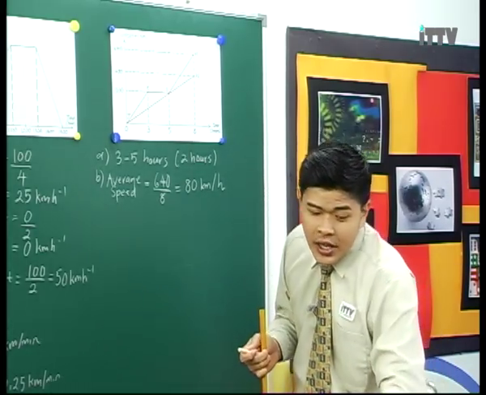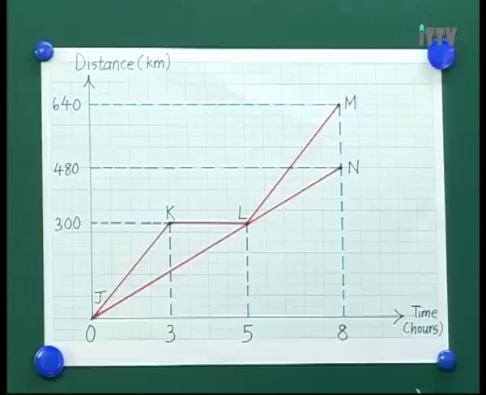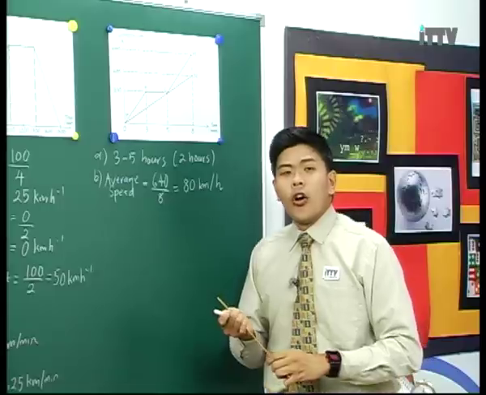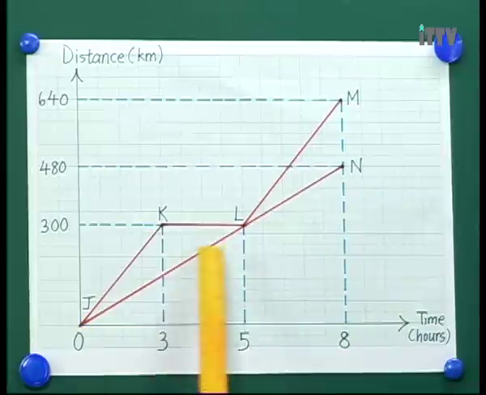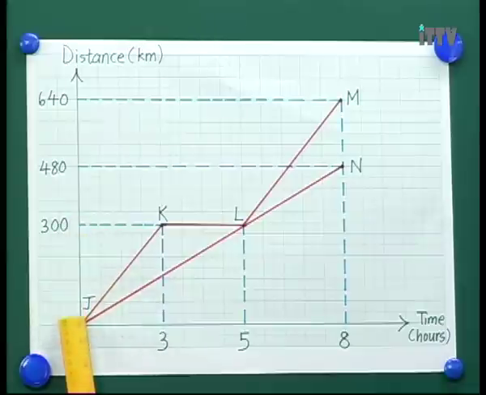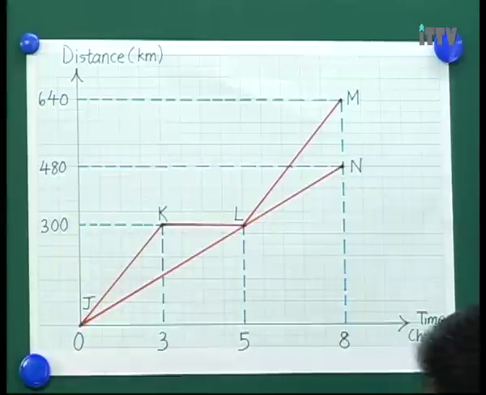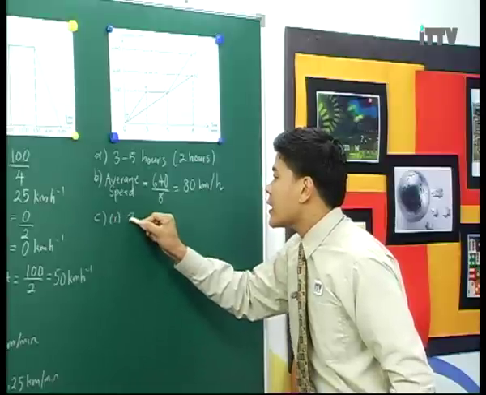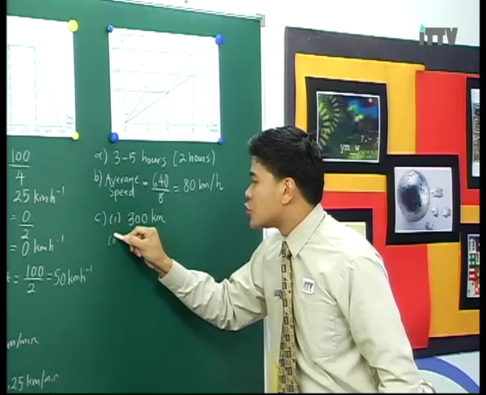For C, firstly state the distance between location L and Kuala Lumpur. So where is Kuala Lumpur? That is where they started. And L is right here. So what is the distance between Kuala Lumpur and L? Just check the distance axis. Because L is on the same level as 300, it is just 300 kilometers.